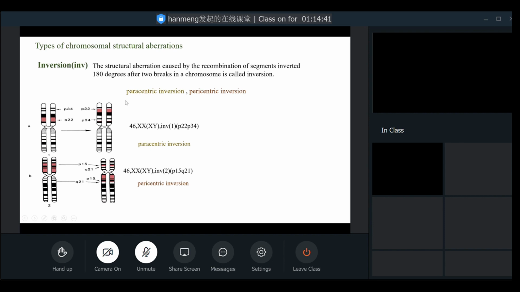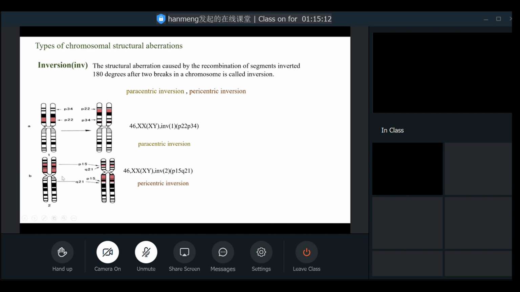Then this can be described as 46,XX or XY, inv(1)(p22p34). This inversion happens within the P arm, the short arm, so it is named a paracentric inversion.